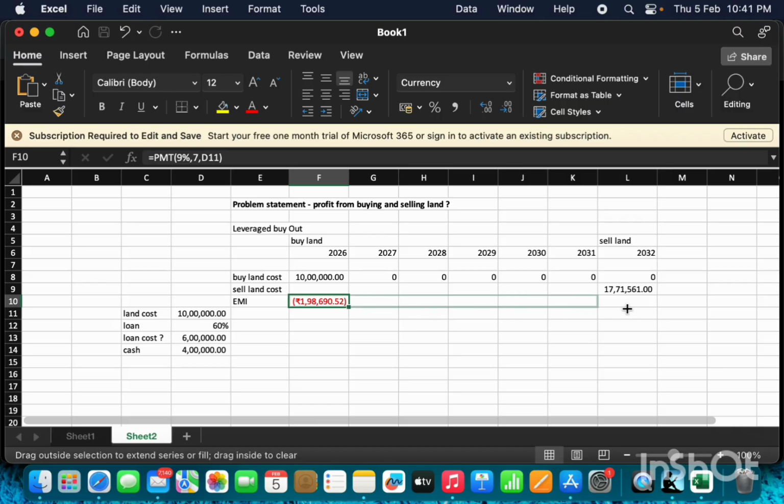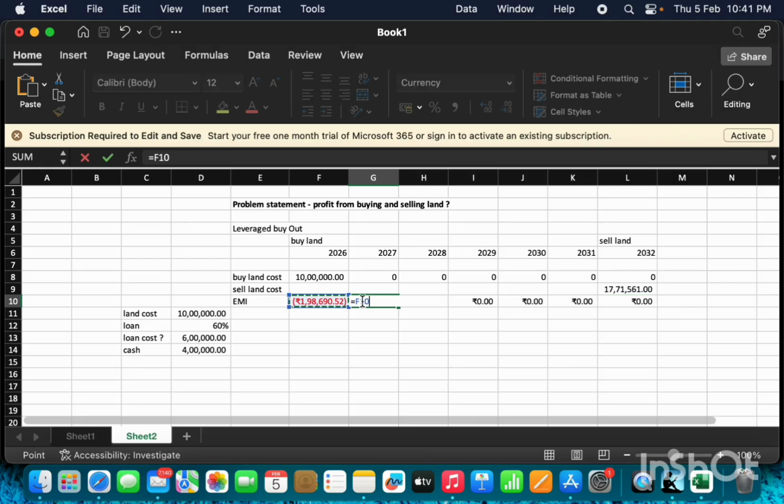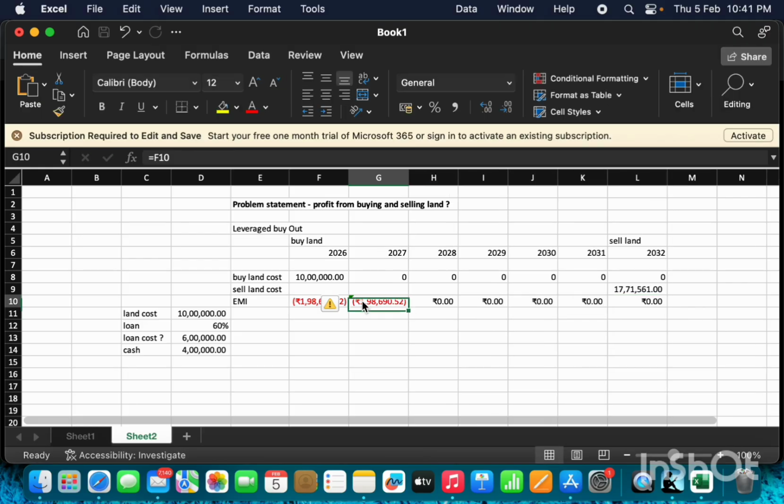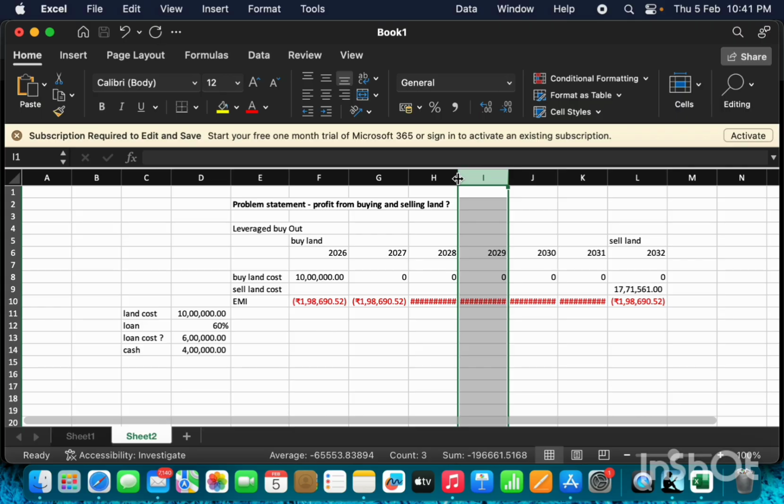Now you will pay this up till this point. So if I equate it to this, it will go up till this point, which basically means, one second, I'll just expand this.